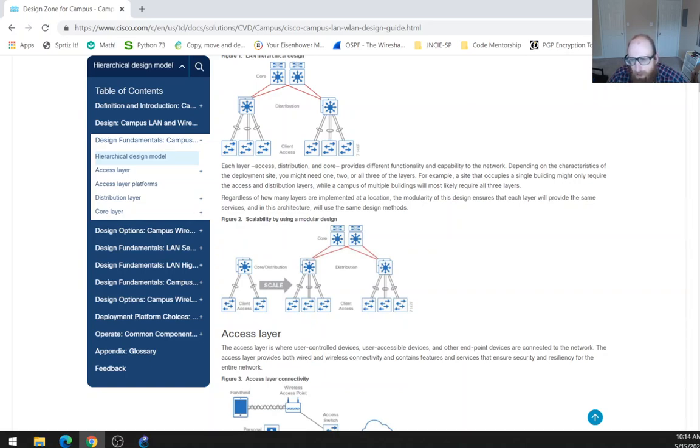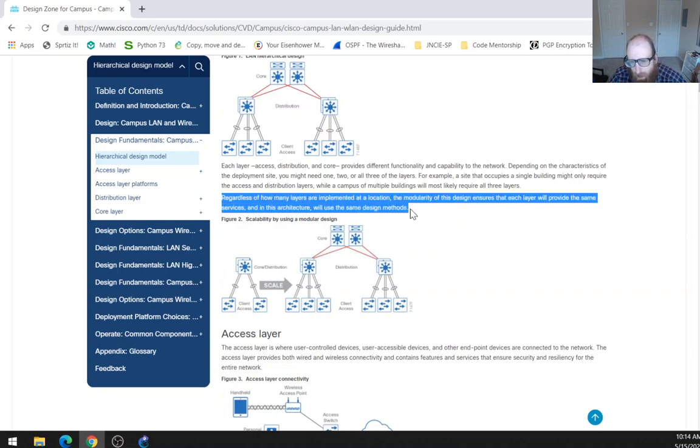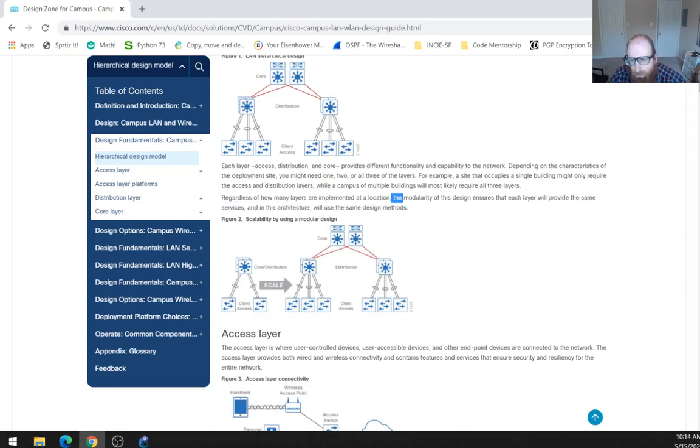For example, a site that occupies a single building might only require the access and distribution layers, while a campus of multiple buildings will most likely require all 3 layers. Regardless of how many layers are implemented at a location, the modularity of this design ensures that each layer will provide the same services, and in this architecture will use the same design methods. So this is scalability by using a modular design.